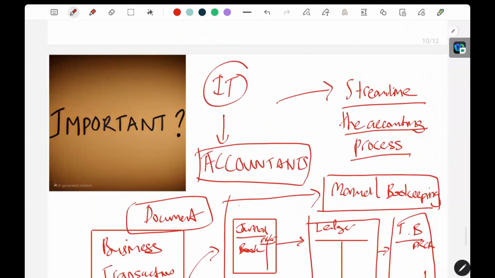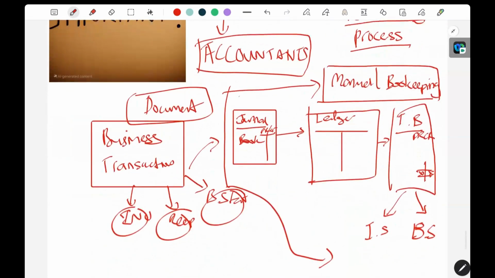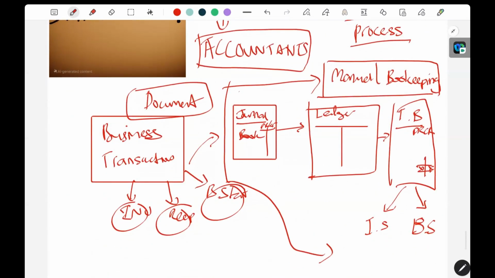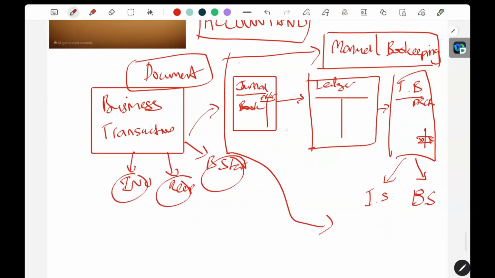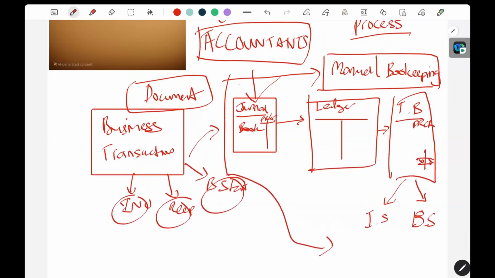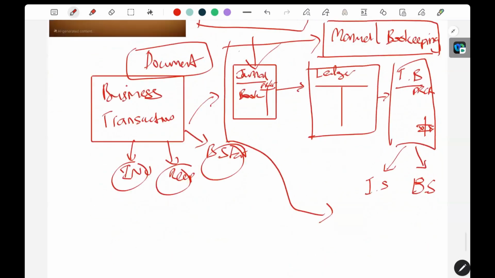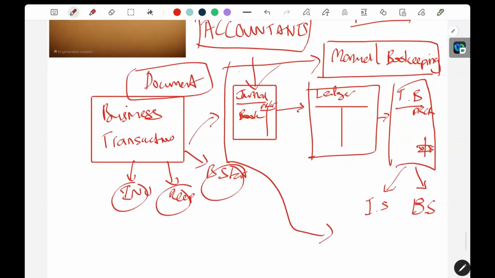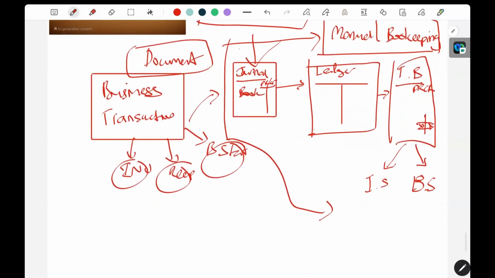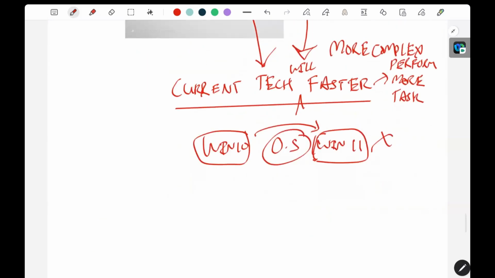So what happened with the IT? What is important? It will streamline this process, basically. What you need to do is you just need to input the transaction into this journal. Then everything over here will be automatic. It will be faster. Technology changes, then this thing will become faster and faster. All right, as I say over here, the evolution.